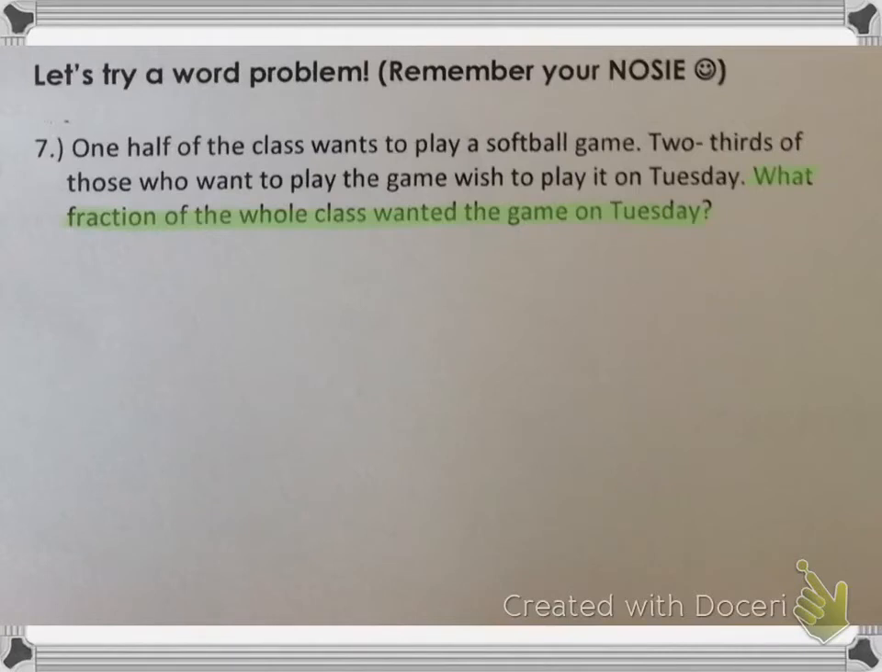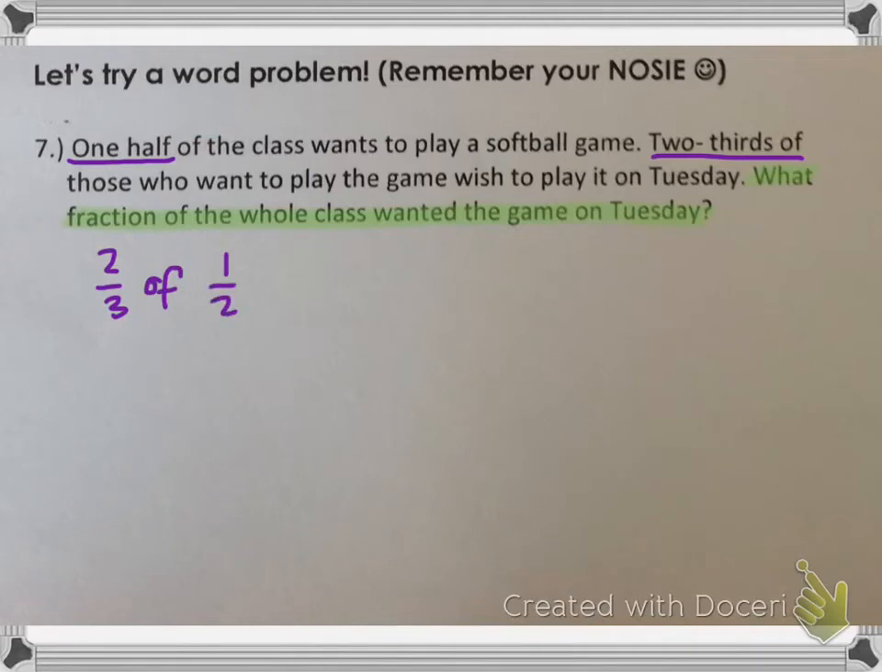And then we need to go back through and find any other important information. We need to know that 1/2 of the class wants to play. We also need to know that 2/3 of that half want to play on Tuesday. So that's 2/3 of 1/2.